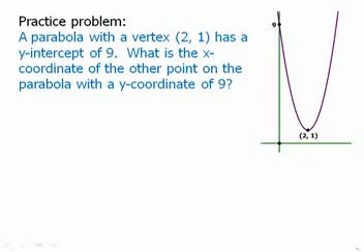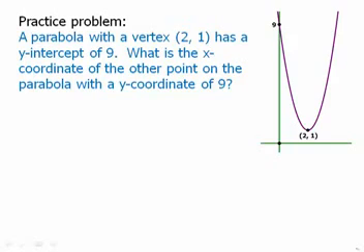Here's a practice problem. Pause the video and then we'll talk about this. Okay. So we're told the vertex, so that automatically means that we know the line of symmetry. So the line of symmetry would be the line x equals 2. It would go right up the middle of this parabola.